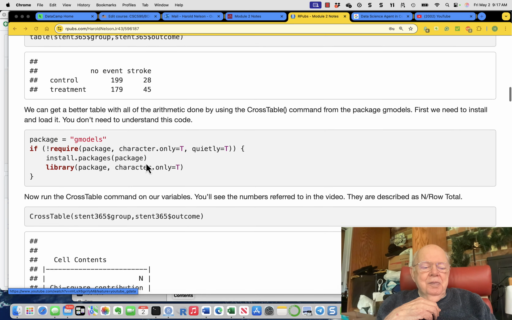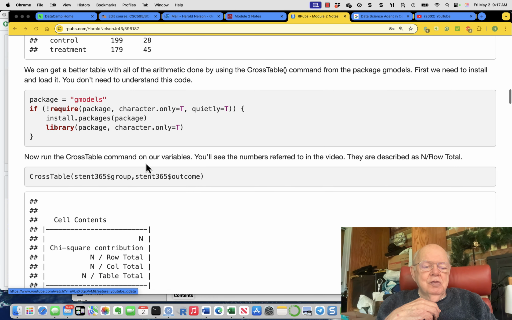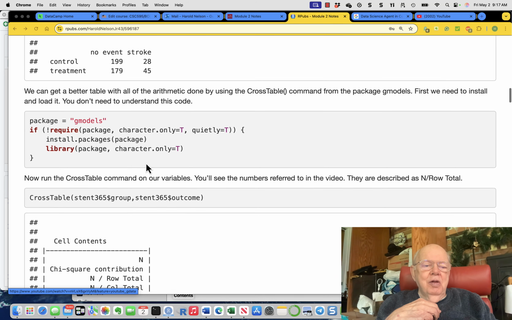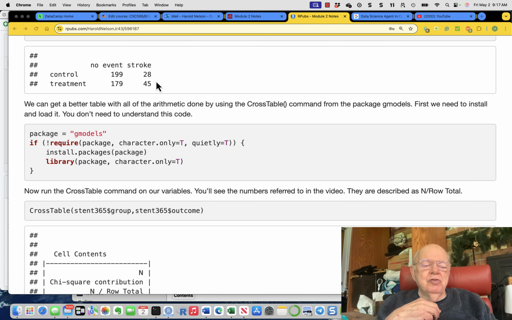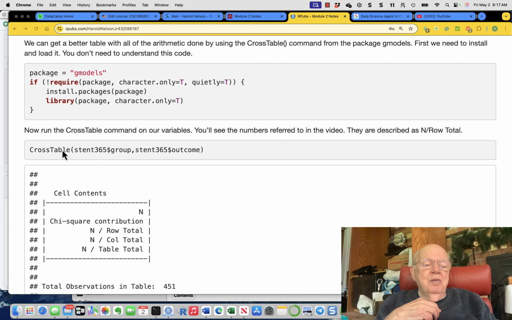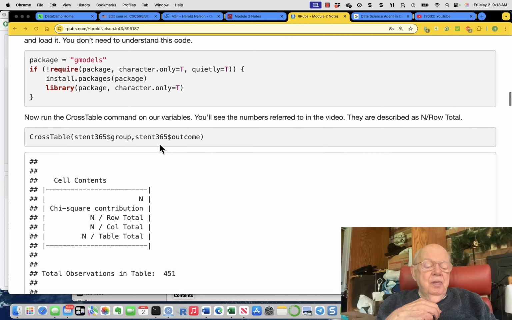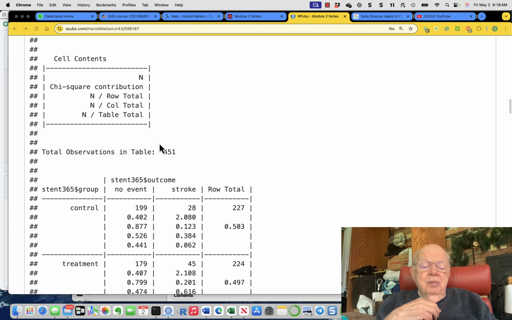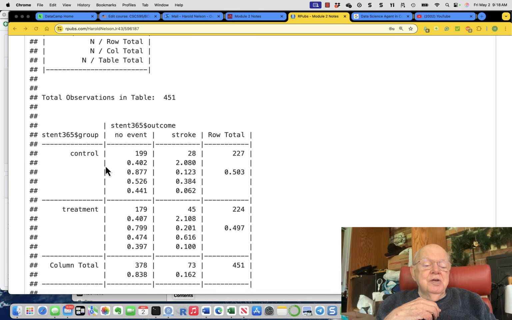There's another table command that you can use which gives you a lot of detail about the data. This is a very skinny, very stripped down table. If you use the CrossTable command from the gmodels package, and you run CrossTable on the same 2 variables, group and outcome, you get a very complete breakdown of the data. For instance, you can see that there were 227 controls. It added up the 2 columns for you, the 199 and 28, so you didn't have to do the arithmetic.